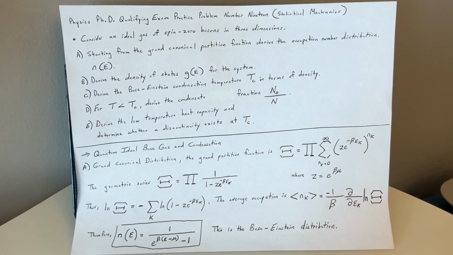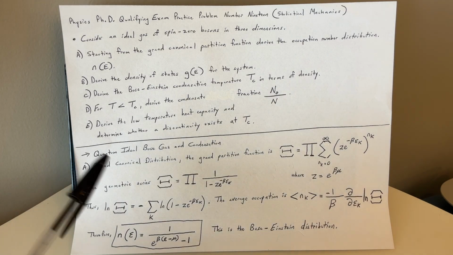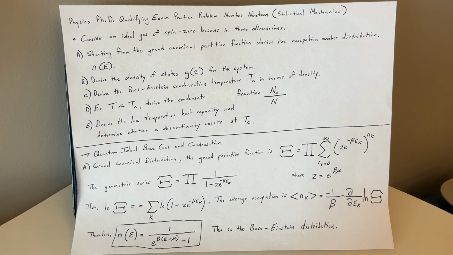So we have a physics PhD qualifying exam practice problem number 19 on the domain of statistical mechanics. So let's begin. Consider an ideal gas of spin zero bosons in 3 dimensions. Part A. Starting from the grand canonical partition function, derive the occupation number distribution n of epsilon. Okay, so this is a quantum ideal Bose gas and condensation problem.